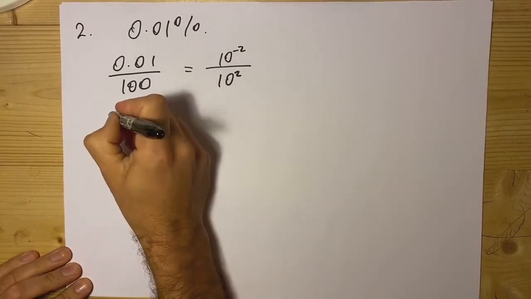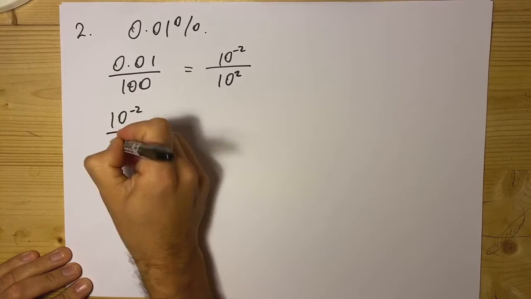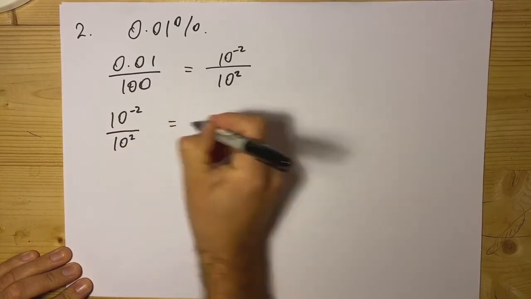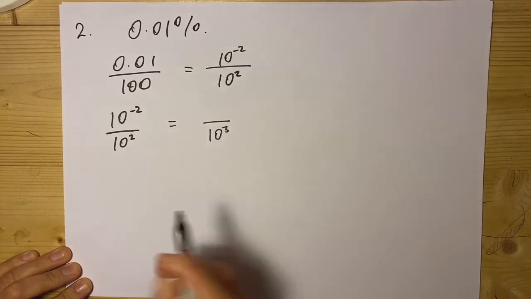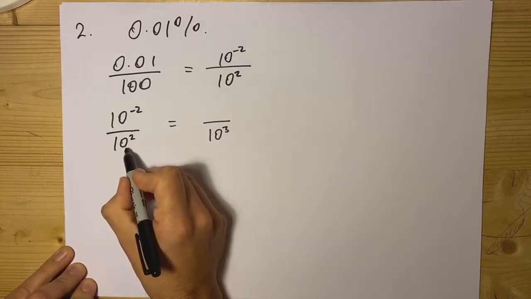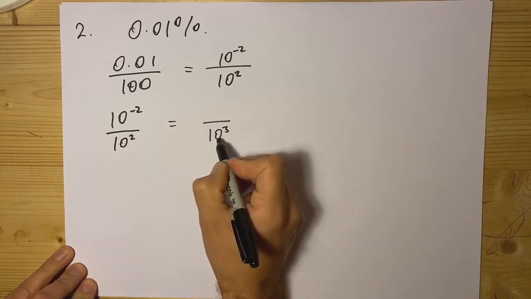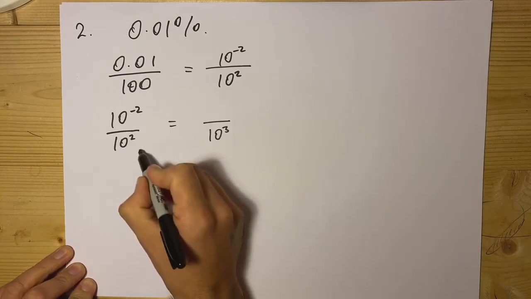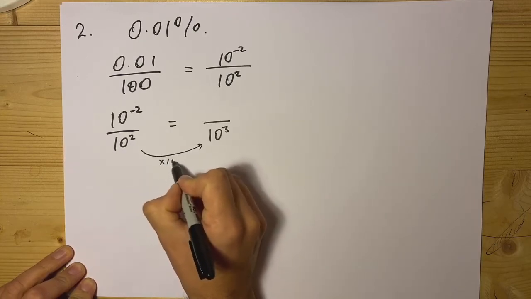Okay, so I asked you to convert this into parts per 1,000. So at the minute we've got parts per 100. So if we want to go to parts per 1,000, what we're doing is we're going to change this bit at the bottom, 10 squared, into 10 cubed. We want to go from parts per 100 to parts per 1,000. So what we do at the bottom here is we've multiplied that by 10.